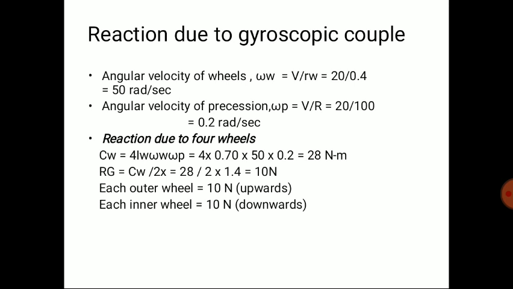This is somewhat complicated. That's why I am repeating once more. When we are getting CW by X, X means the distance, we are getting the reaction offered by either the inner wheels or the outer wheels, because both act as combined. So by 2 means on each inner wheel and each outer wheel, that is a single inner wheel and a single outer wheel. So we are getting 10 Newton meter. And we are getting on each outer wheel 10 Newton upward and on each inner wheel 10 Newton downward. So this is about the effect due to wheels.